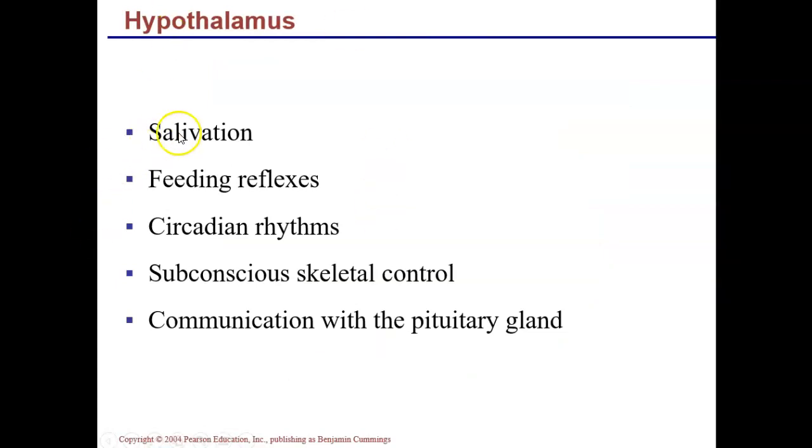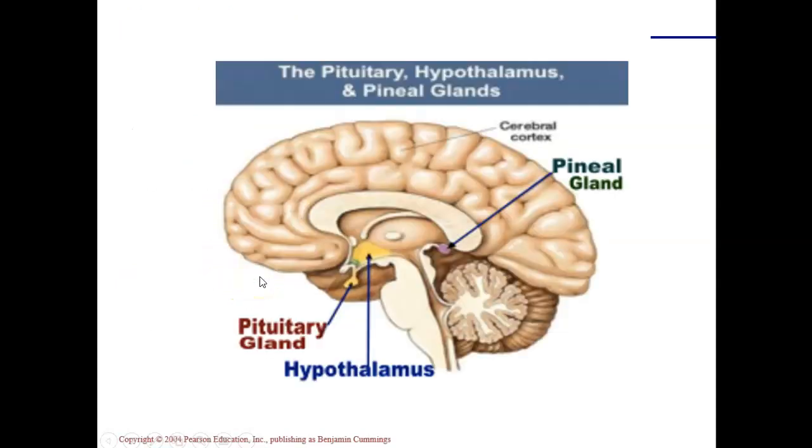The hypothalamus is also involved with other subconscious and autonomic functions such as salivation, feeding reflexes, circadian rhythms, and subconscious skeletal control. However, mainly the hypothalamus is considered an endocrine organ.